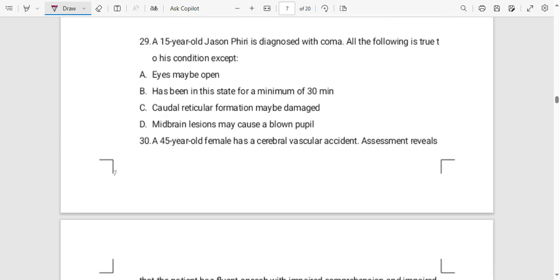A 15-year-old Jason Peary is diagnosed with coma. All the following is true to his condition except: eyes may be open, has been in this state for a minimum of 30 minutes, caudal reticular formation may be damaged, midbrain lesion may cause blown pupil. Anyone?